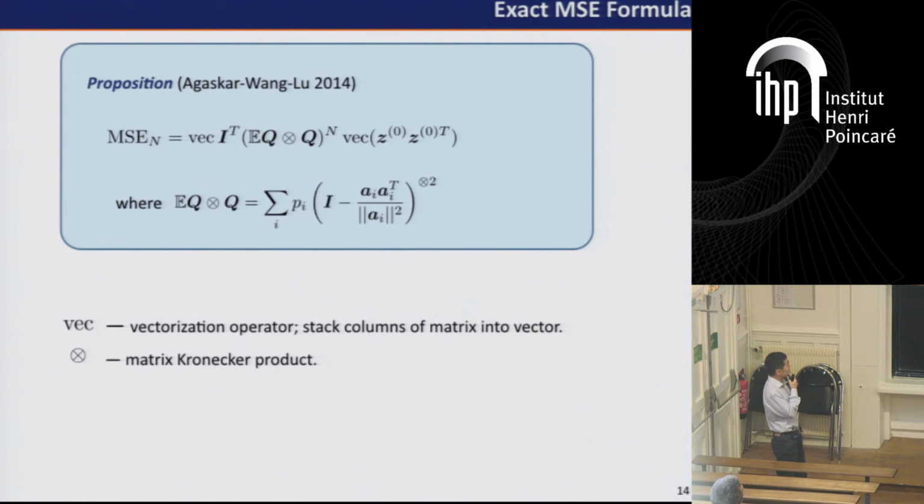Now, here is the result that we obtained. We show that at any given iteration, n being the number of iterations, the MSE of the algorithm can be computed as a product of 3 terms.